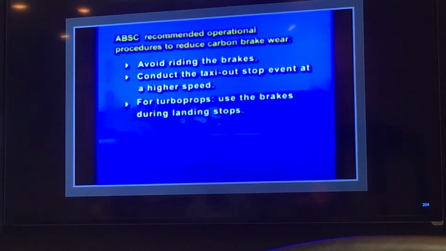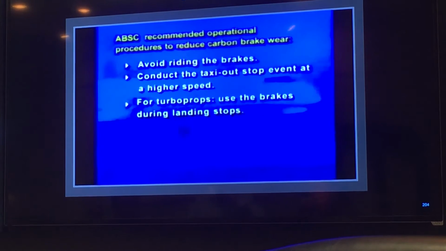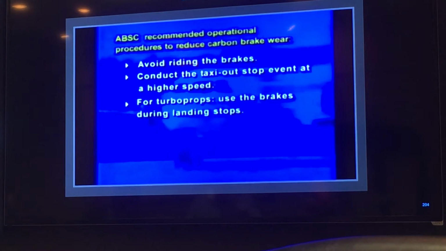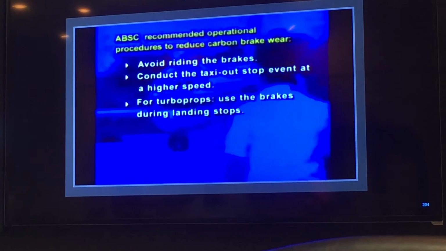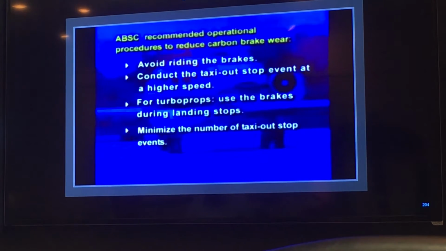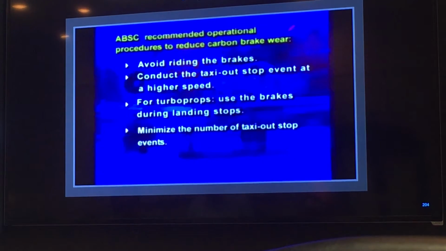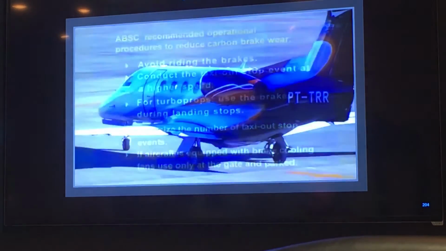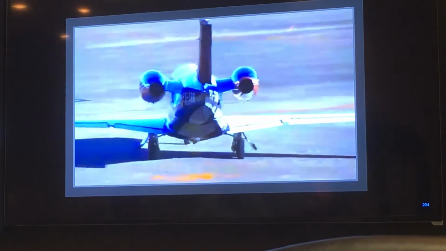For turboprop operations, we recommend that pilots use the brakes during the landing stop and not rely only on reverse pitch. The brake heat generated during the landing stop will reduce brake wear during the taxi-in procedure. Minimize the number of taxi-out stop events. Less stops equal less wear on the brakes. And finally, if your aircraft is equipped with brake cooling fans, use them only when you've arrived at the gate and are parked.